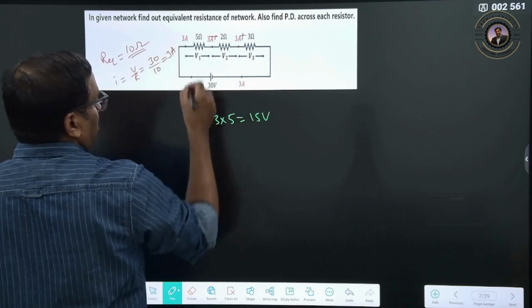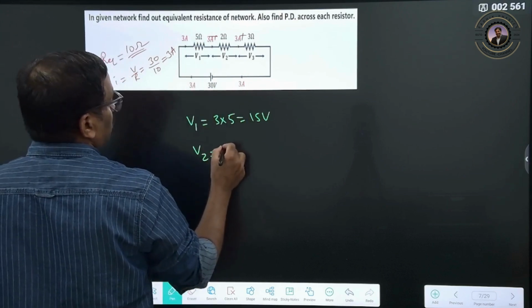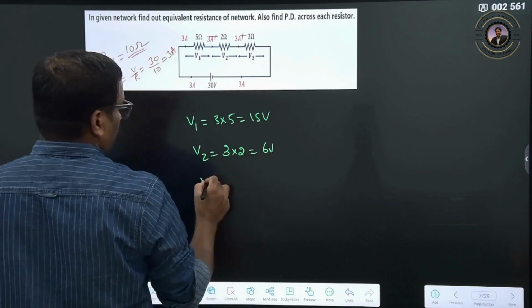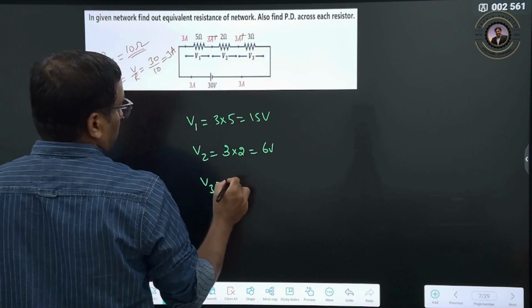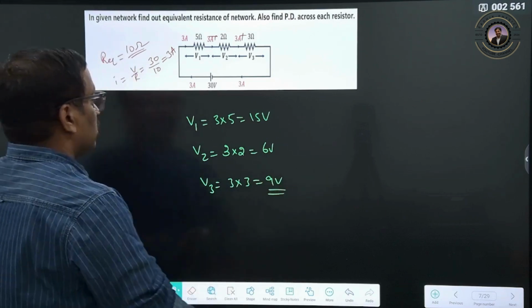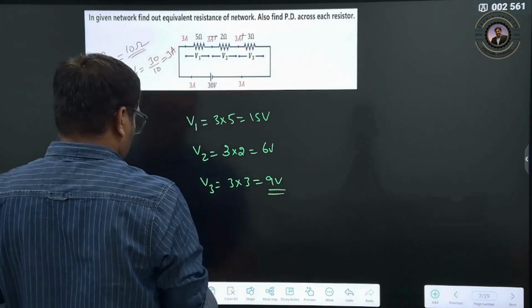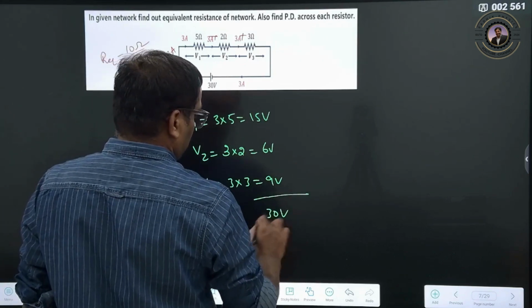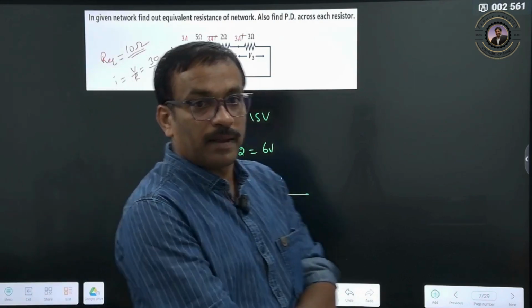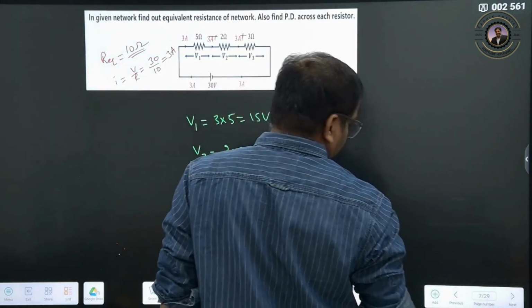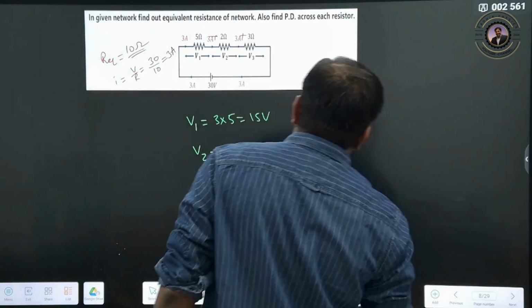Across this one, V2 is 3 into 2, therefore 6 volts. V3 is equal to 3 into 3, therefore 9 volts. Totally, if you add all of these, you will get 30 volts. Clear? So in this way you can calculate it. Now let us see one more question.